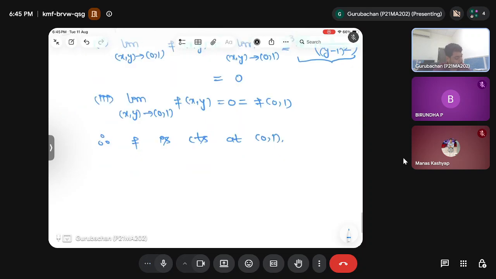What is the second condition for f to be differentiable? The partial derivatives fx and fy should exist. What is fx at (0, 1)? Limit... Sir, I have a doubt related to that one limit.